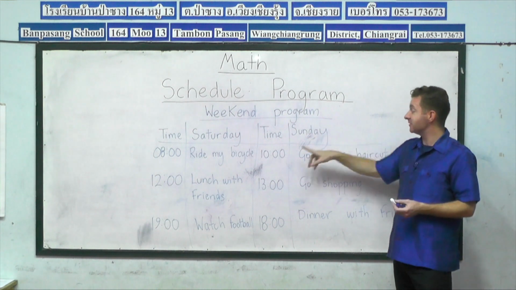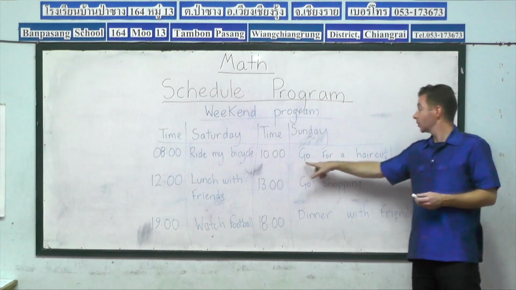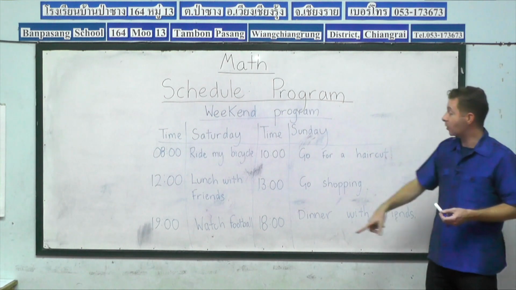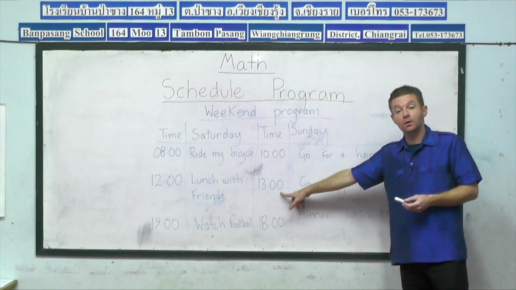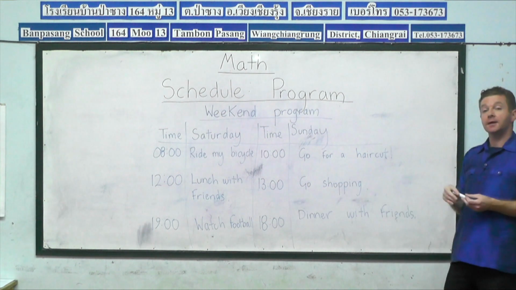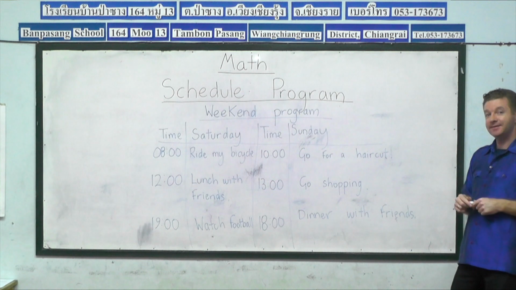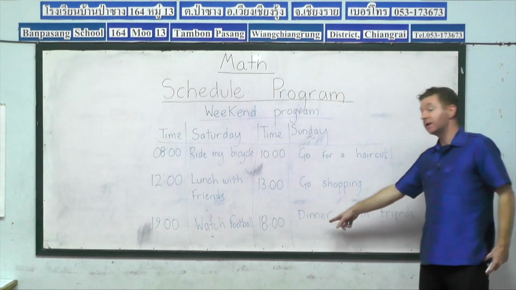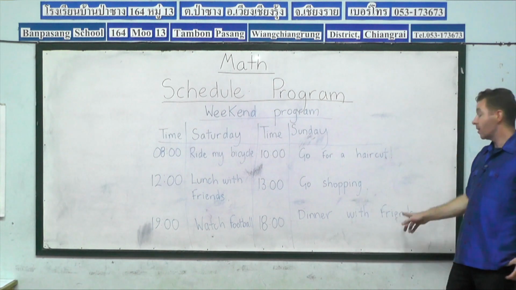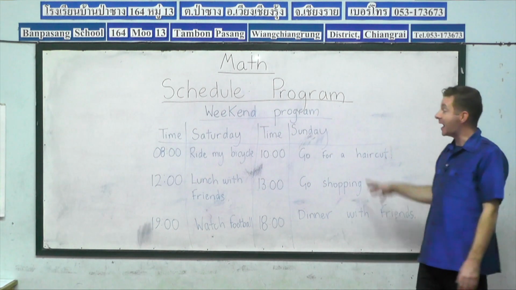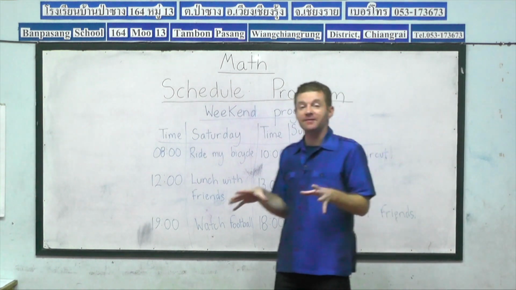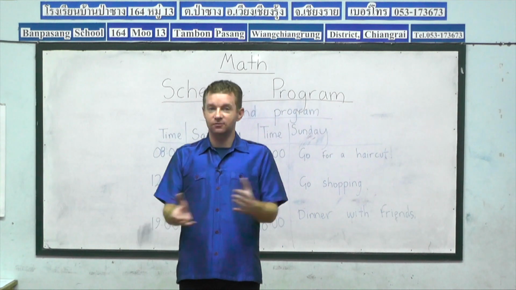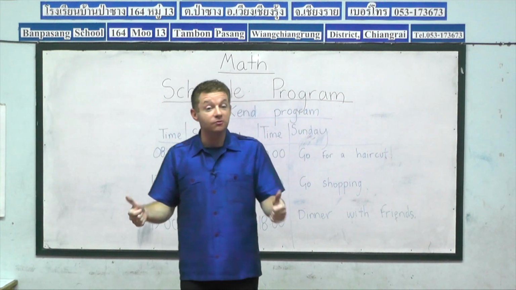So Sunday, guys, 10 o'clock, go for a haircut. And then on Sunday at 1 o'clock, go shopping. And finally, on Sunday evening at 6 o'clock, I will have dinner with friends. And this is an example of how to complete a weekend program, which is something that our students are going to have the chance to do next. So well done, guys. That was great.